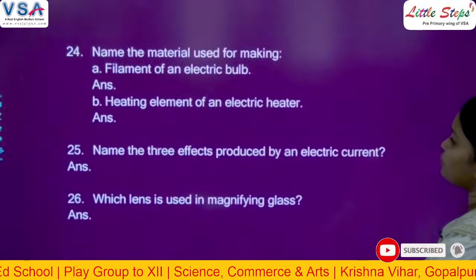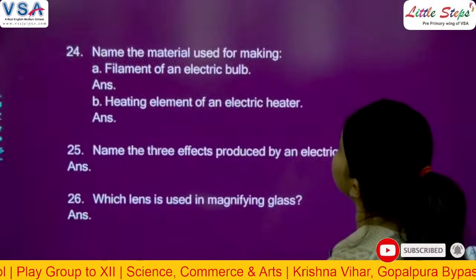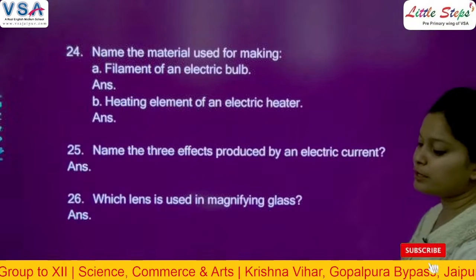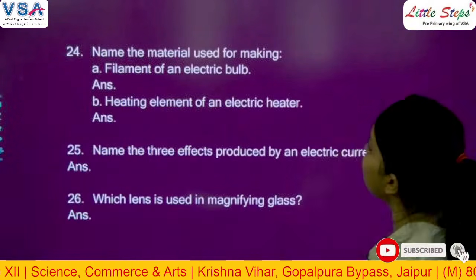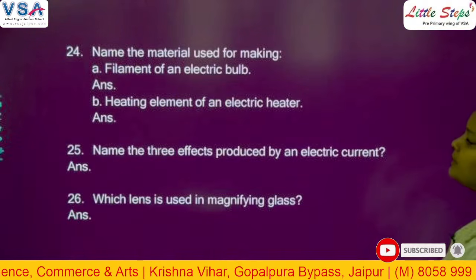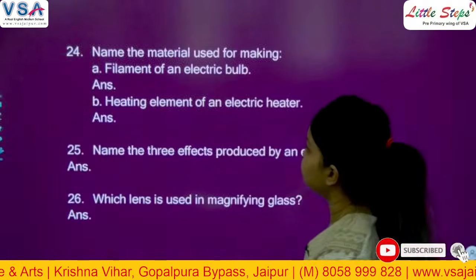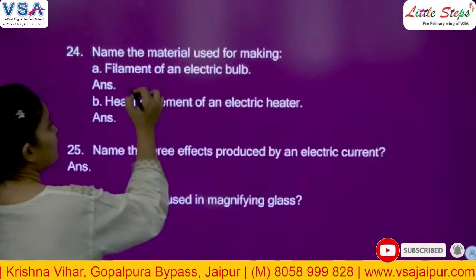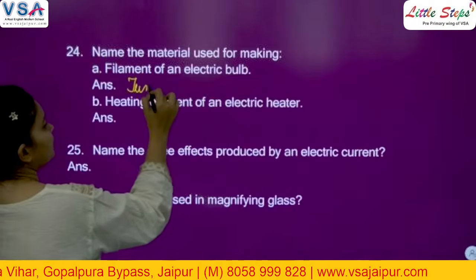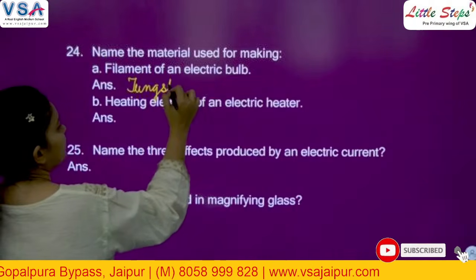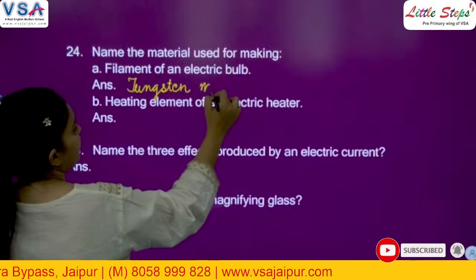Moving on to next question. What we have? 24th question. Name the material used for making filament of electric bulb and heating element of electric heater. As you all know, filament किससे बनता है? Tungsten alloy से. Tungsten metal you can also write.